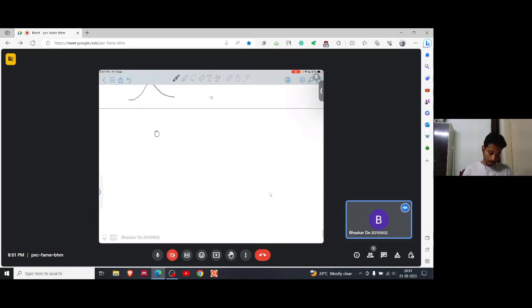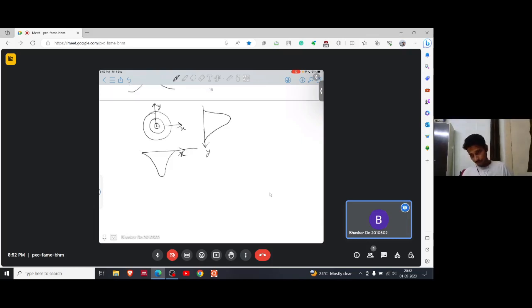So for a laser beam, if you look at here, you will see this. So this is y, this is x. So you will have a two-dimensional Gaussian shape in the laser, and if you project it on one of the axes, you will have a one-dimensional Gaussian along both the axes.